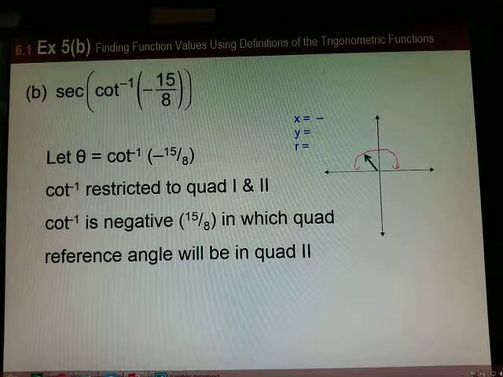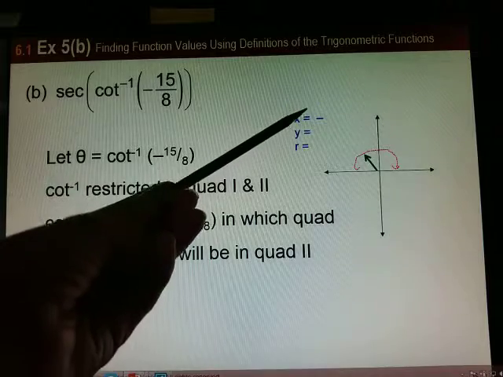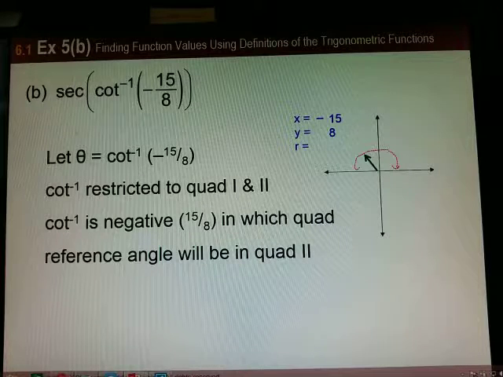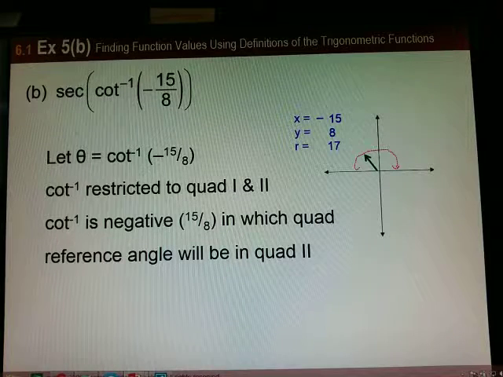In quadrant 2, do remember that the x value would be negative, the y would be positive, and the r is always positive. Cotangent would be the x over y, so therefore that would be the 15 for x and the 8 for the y. Pythagorean theorem, we would end up with 17 for r. You'd have 15 squared plus 8 squared, and then take the square root.